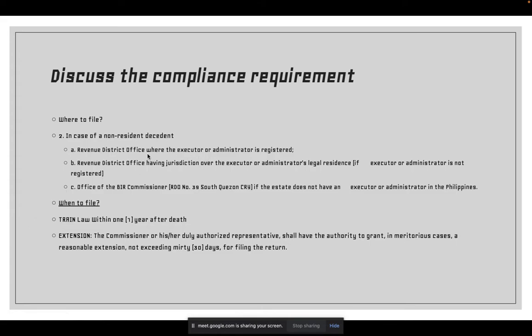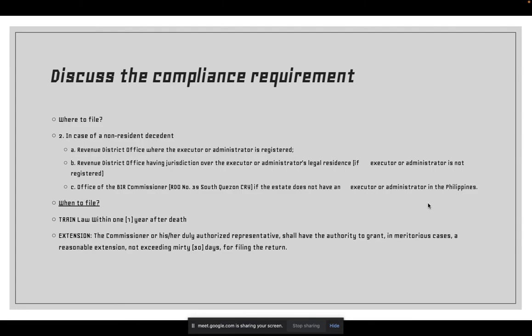Okay? Where to file in case of a non-resident decedent? Of course, the RDO where the executor or administrator is registered, or the RDO having jurisdiction over the executor or administrator's legal residence. And of course, the Office of the BIR Commissioner, if the estate does not have an executor or administrator in the Philippines.